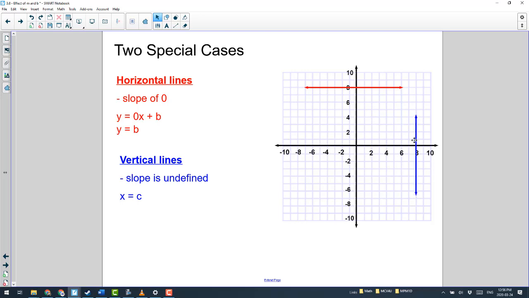So these are our two special cases, so you'll want to pay attention to those when you have horizontal or vertical lines. Horizontal lines simply have a slope of 0, so you can just plug that into the equation and off you go. Vertical lines, a little bit harder. You can't plug in the slope, so you just have to remember that it's x equals some number.